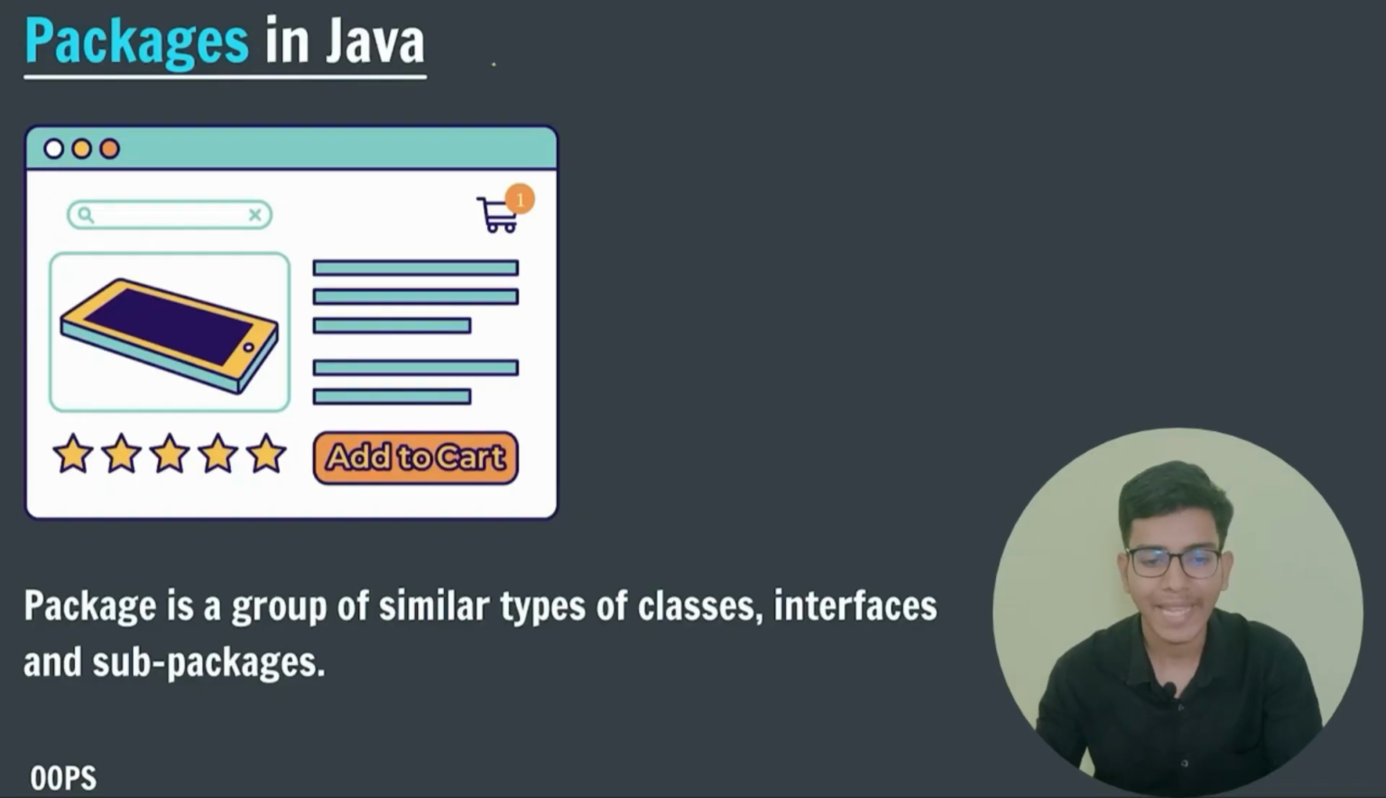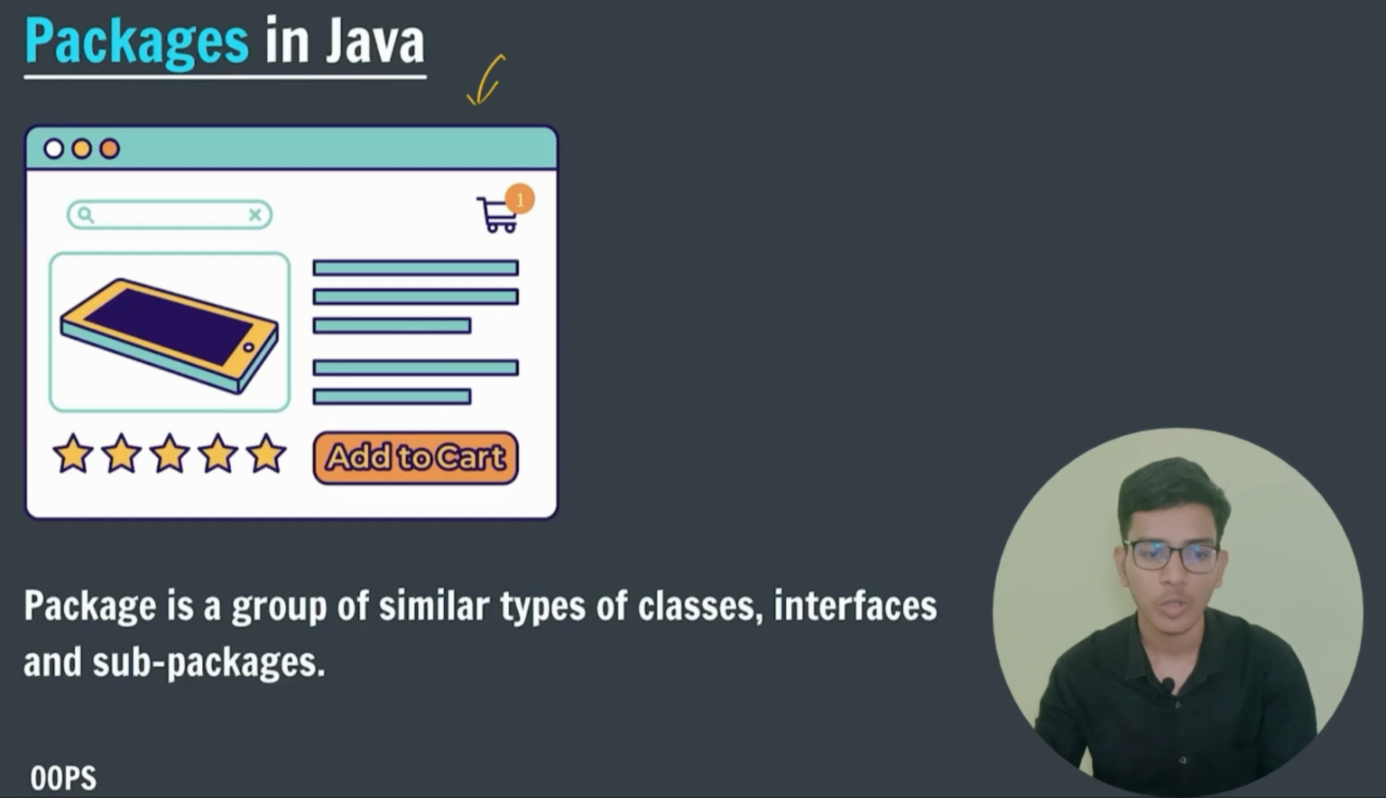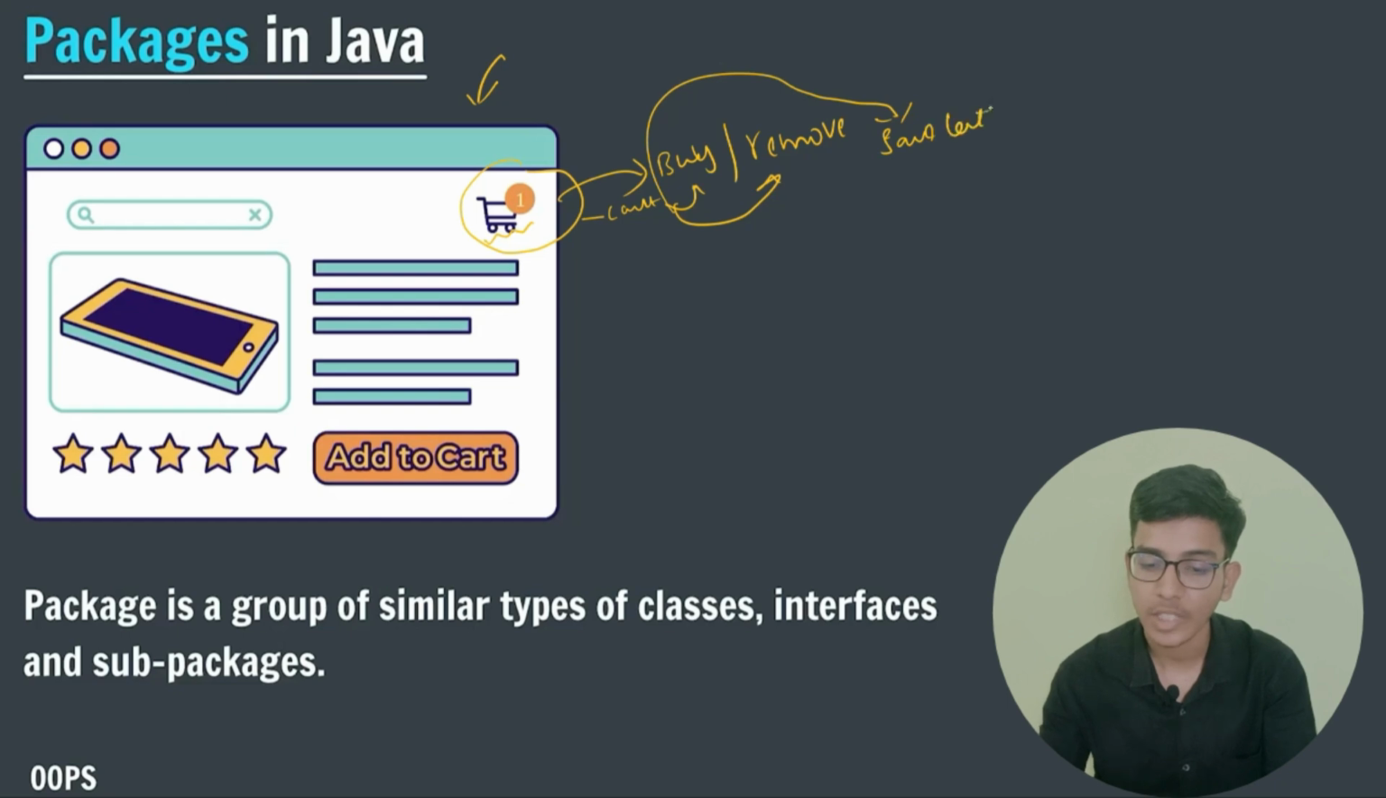Now let us talk about packages in Java. Before we dive into what packages are, let us take an example that we all use, Amazon. The Amazon interface looks somewhat like this, right? Let us consider that this is my cart. In this cart you can buy things, remove the items which are in the cart, or save them for later. These things you can do from this cart symbol.